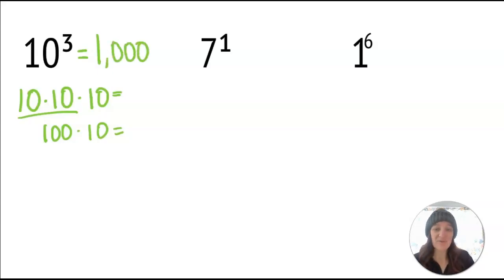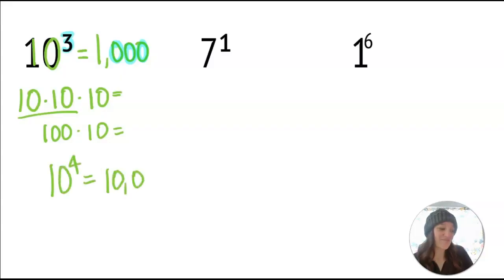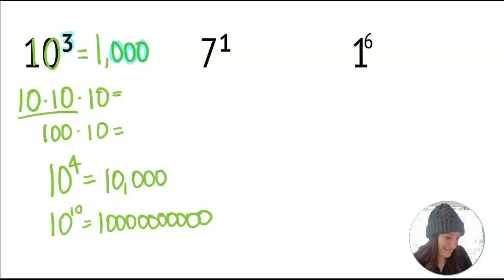Now, if you work with powers of 10, or if you work with 10 long enough, you'll be able to figure out a pattern. If it's to the 3rd power, you're going to have 3 zeros. If it's to the 4th power, you're going to have 4 zeros. If it's to the 10th power, you're going to have 1, 2, 3, 4, 5, 6, 7, 8, 9, 10 zeros. I don't even know what number that is. 10 billion. So 10 to the 10th power is 10 billion.